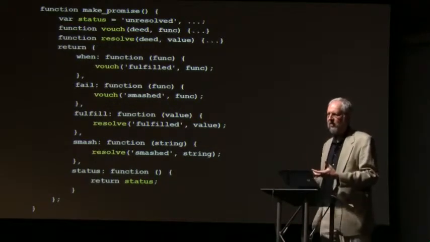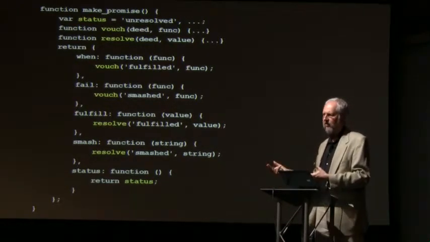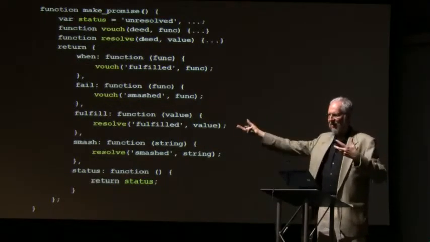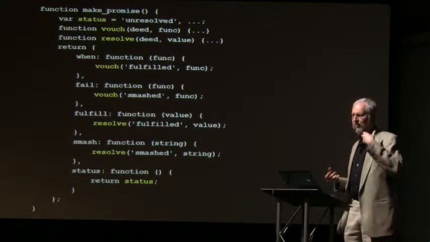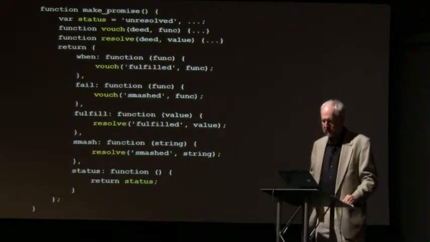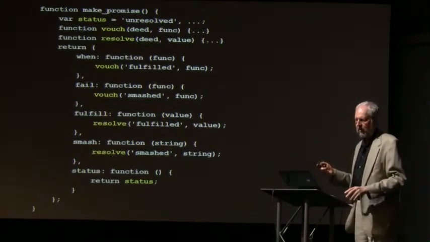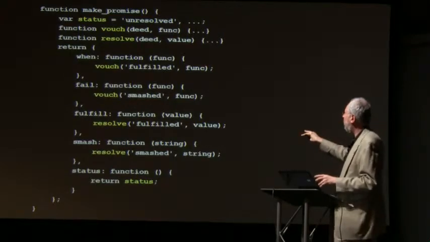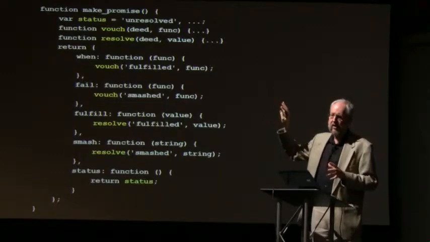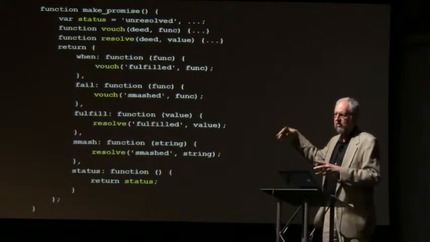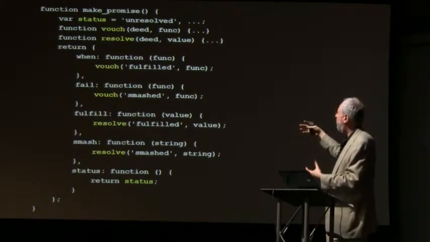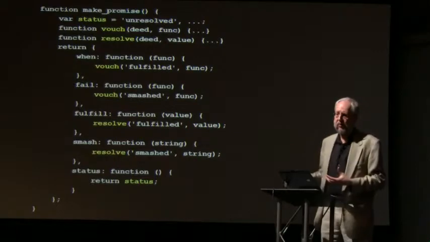And if it turns out that it's going to be an error, at this point it's too late to throw an exception because that was a long time ago and the other guy is not in your call stack anymore. So instead you smash the promise, you break the promise, and that will cause all of his fail methods now to run. So the way these things work is they depend on the vouch and resolve methods, which are private to the promise maker, but which, again, it closes over. So it'll always have access to those functions and the state that they refer to.